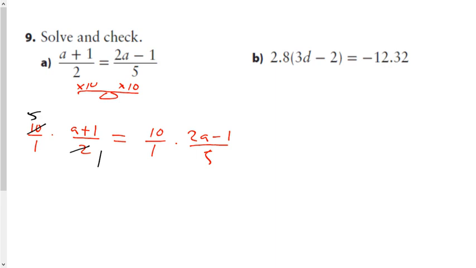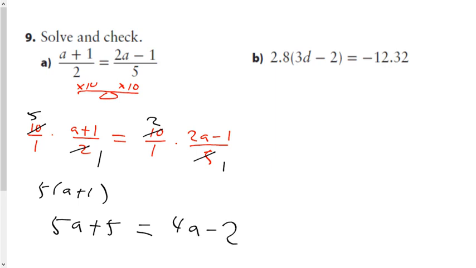So I'm going to multiply 5 by a plus 1, which is going to give me 5a plus 5. So when I multiply half of a plus 1 by 10, I get 5a plus 5. It makes sense. When I multiply a fifth of 2a minus 1, I'm going to end up with 4a minus 2 when I expand using distributive property. 2 multiplied by 2a minus 1.